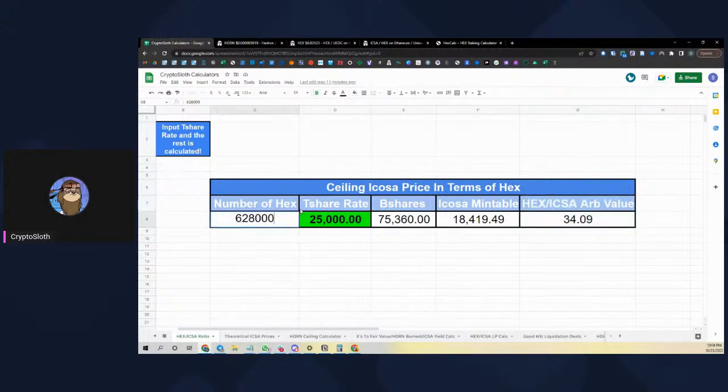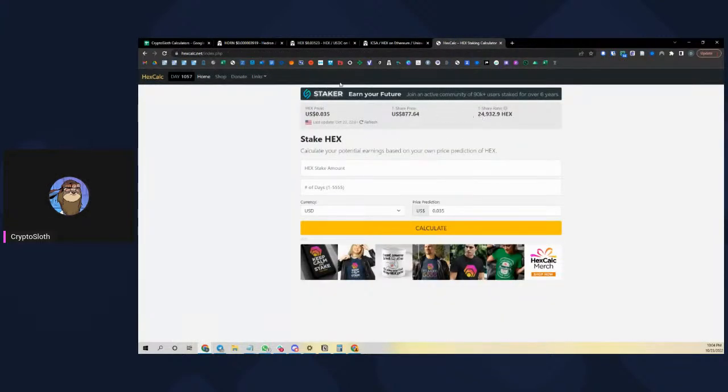So you'll see that I left the number of HEX to be edited because it'll give you these values, which I think are important. But you'll notice that if you just change the number of HEX, the HEX to ICOSA R value doesn't change at all. And so the main thing that you want to change, if you want to see what ICOSA would theoretically be valued at a certain T-share rate, is to change the T-share rate. So let's say we go to 30,000, it goes up to 49. We go back to 25,000, it's 34. Let's see what the current T-share rate is.